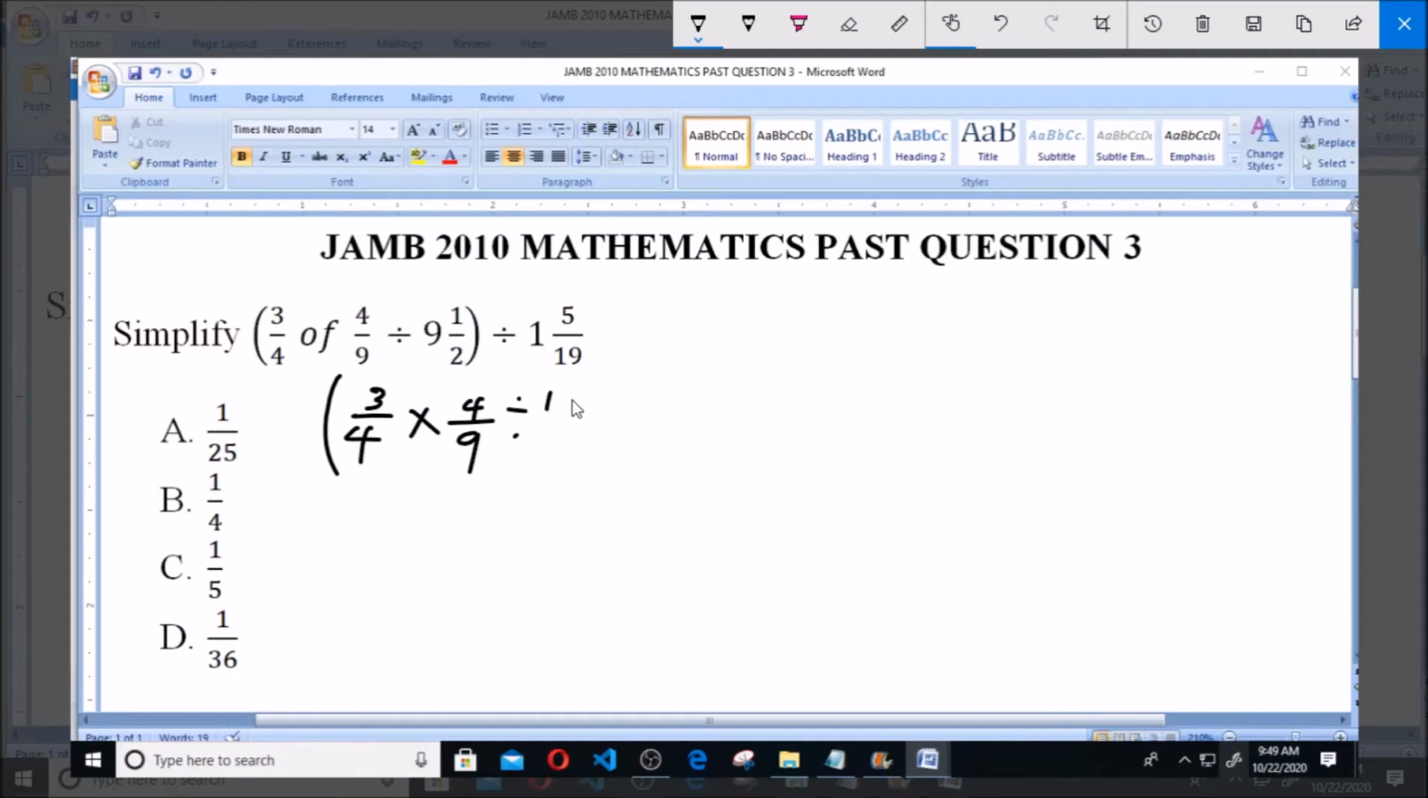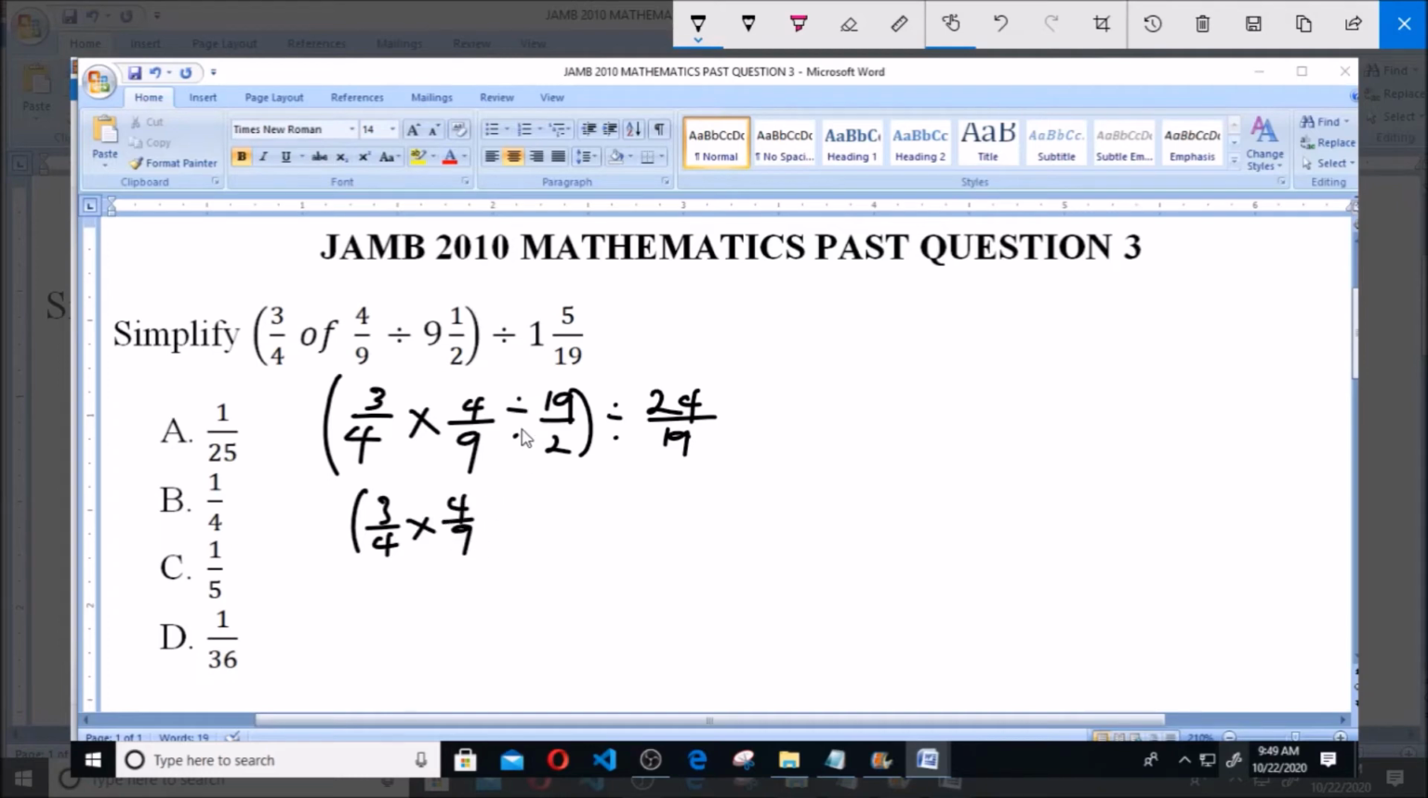So we have divided by 19 over 2, close brackets, then divided by, this is also a mixed number, we convert it to an improper fraction. 1 times 19 will give us 19, plus 5 will give us 24. So 24 over 19. So we have 3 over 4 multiplied by 4 over 9.